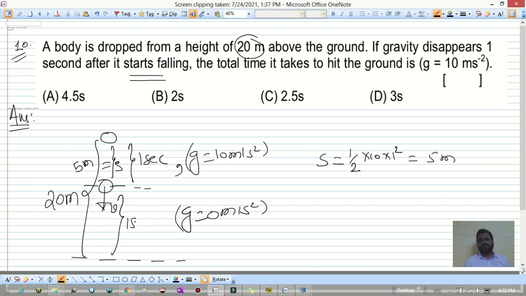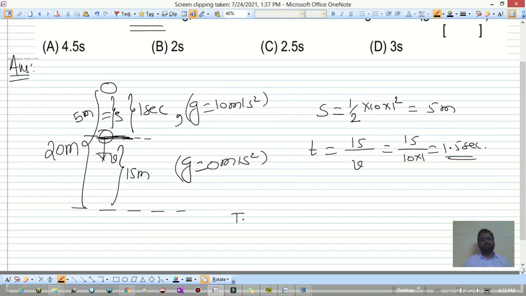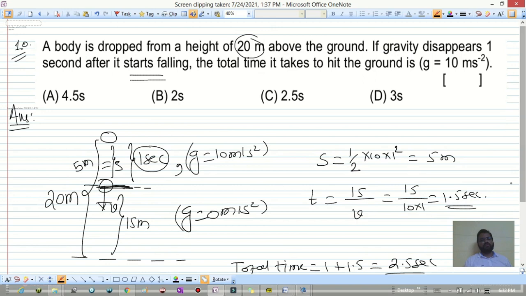So this distance we have is 5 meter. Next distance we have is 15 meter. To travel this 15 meter distance, what is the time required? So time for that is distance 15 divided by the speed at that point. Speed at this point, how to calculate? v is equal to u plus at. a is 10 into t is 1, so speed is 10 and we'll get 1.5 seconds. So the total time we have is the time required for the first 5 meter, which is 1, plus the time required for this 15 meter, which is 1.5, so which is 2.5 seconds. So the answer for this is C, that is 2.5 seconds.